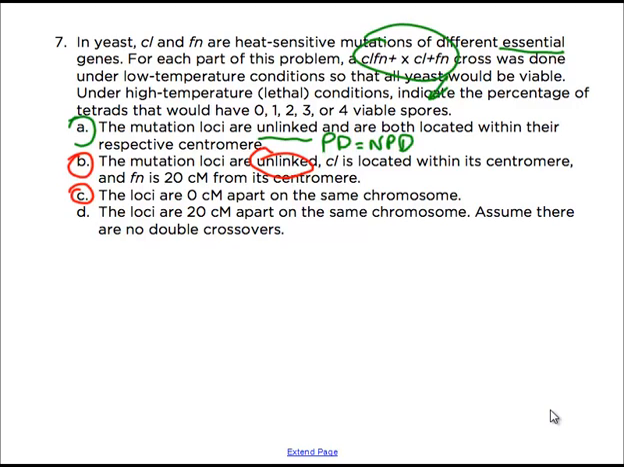So when they're linked, the only way to get an NPD is to have a double crossover. So you're not going to get any crossovers at all. So no tetratypes, no NPDs, all PDs. And we already just said before that PDs don't have any viable. So here we have 100% of the tetrads having 0 viable spores.